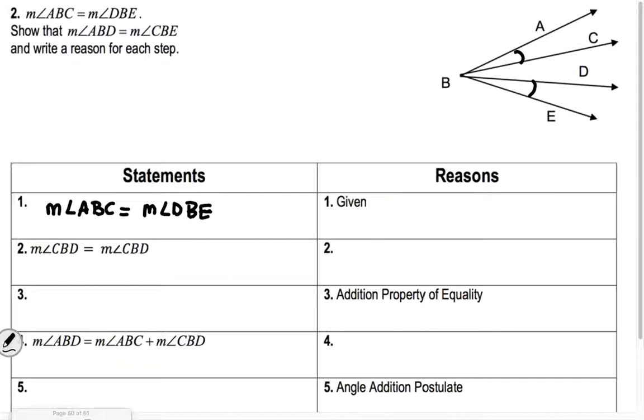So then it says measure of CBD is equal to itself. Measure of CBD. What's that? Reflexive property, right? You can put up equal if you want.